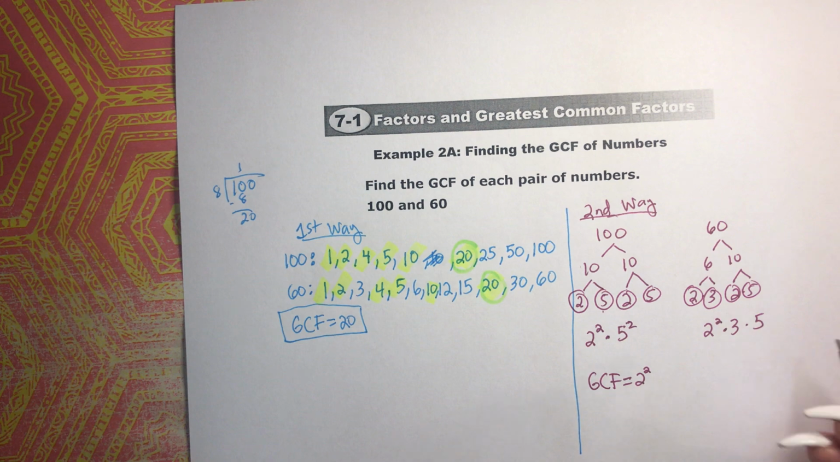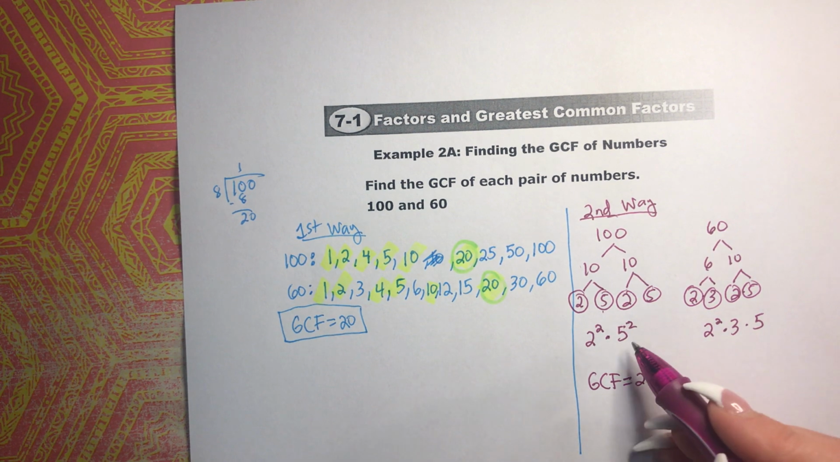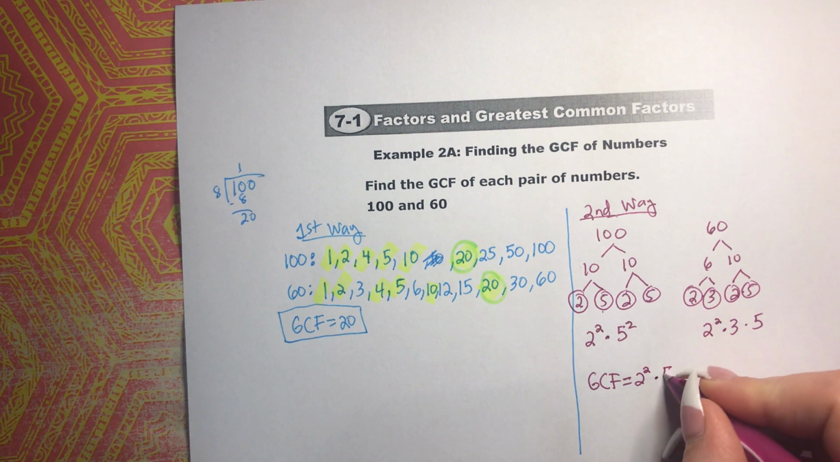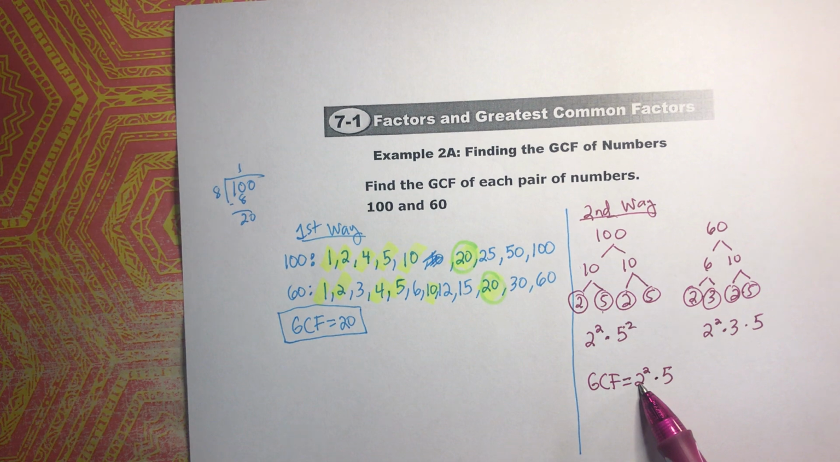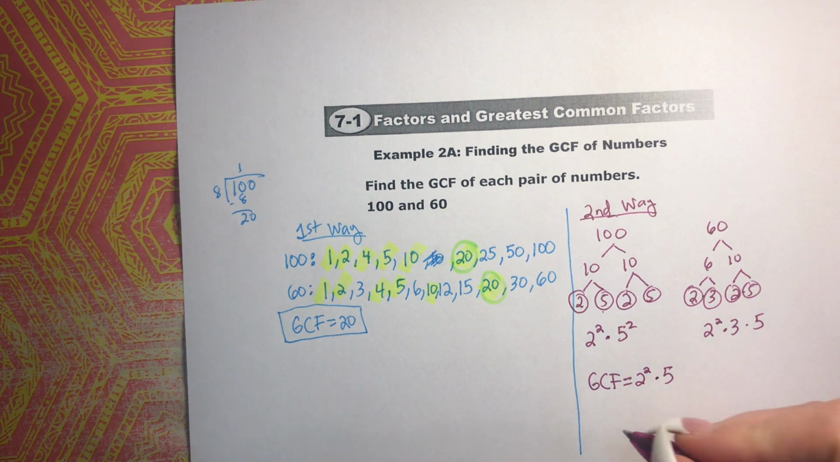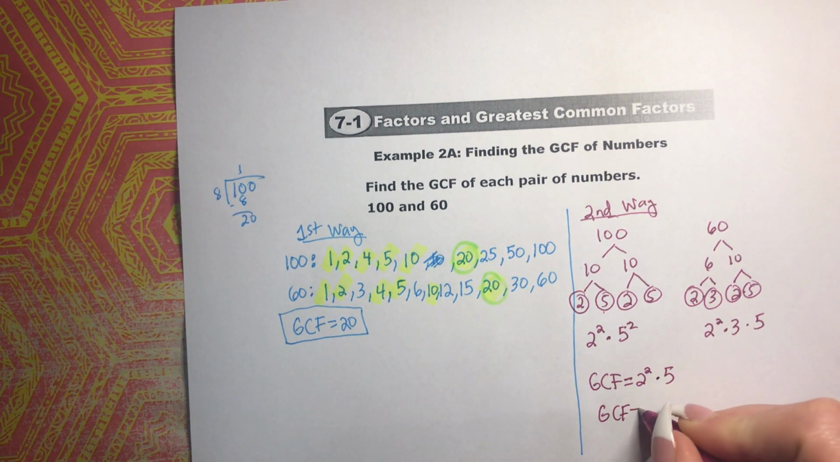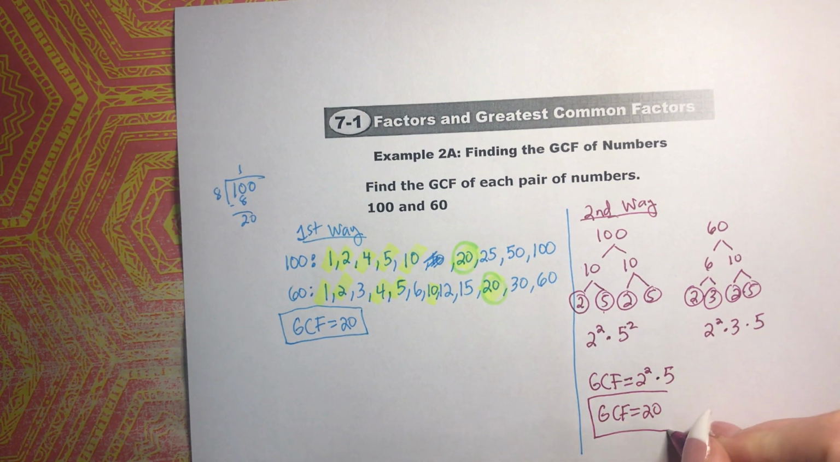You just have to say what's in common. So what's in common is just a 5. There's a 5 here, and there's 1 5 there too. So that's a part of my greatest common factor. So basically, 2 squared is the same thing as 2 times 2, which is 4. 4 times 5 is 20. So my greatest common factor is 20.